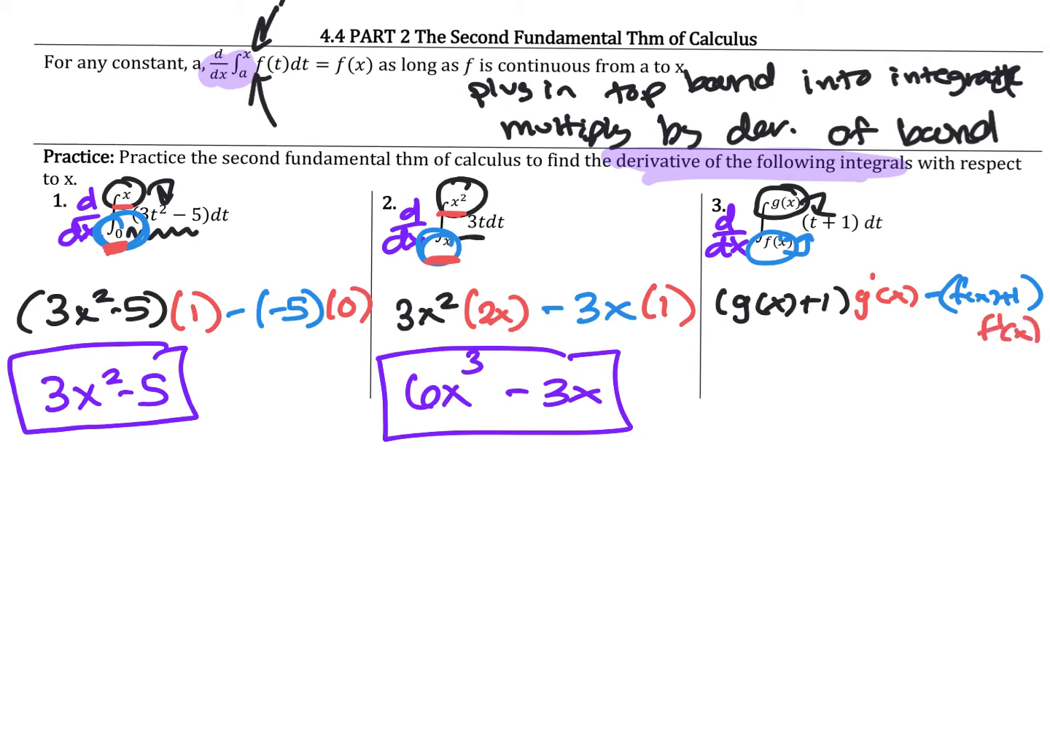So I'm going to rewrite this just because it got a little cut off there. g of x plus 1, this is getting multiplied by g prime of x, minus f of x plus 1, and that's getting multiplied by f prime of x. So our final answer, that's as simplified as we could possibly get for these functions. So unless you're being told to use the second fundamental theorem of calculus, this isn't something that you're necessarily looking at on your own.